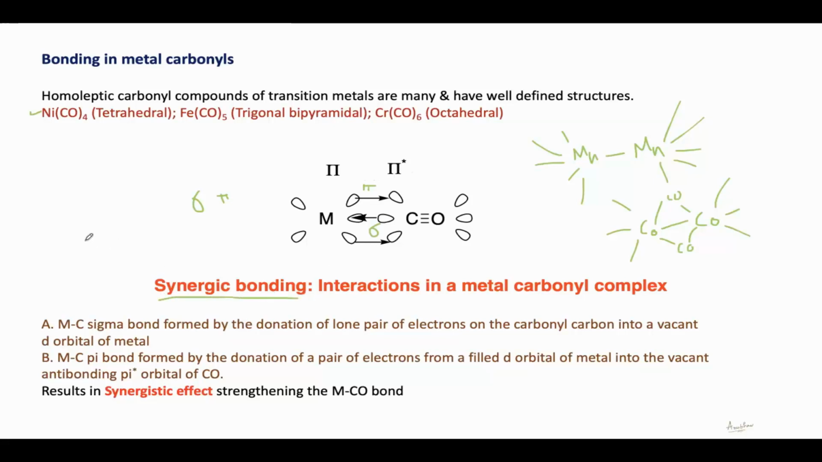Synergic bonding means that the CO first bonds to the metal, and the metal's extra electron density is again driven back to the CO, which is called back bonding. These two things operate simultaneously, hand in hand. That's why the bond between the metal and CO is so strong in nature, and that's why it is called the synergic bond.